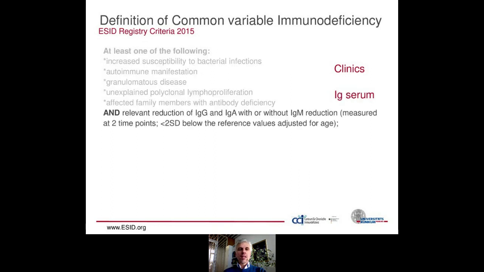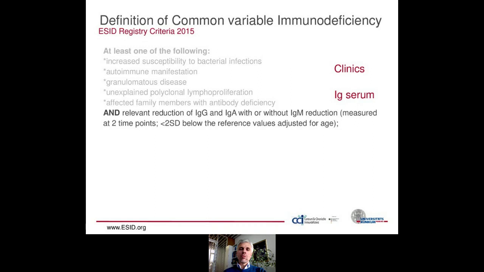As the second criterion, antibody deficiency was defined, and this was conditio sine qua non. We were only considering patients for CVID who had a relevant reduction of IgG and IgA, and this was usually defined as two standard deviations below the mean of normal. And either way, they could also have an additional reduction of IgM.